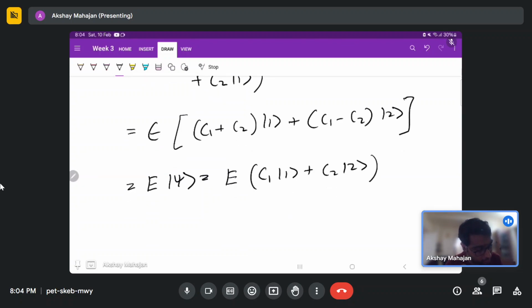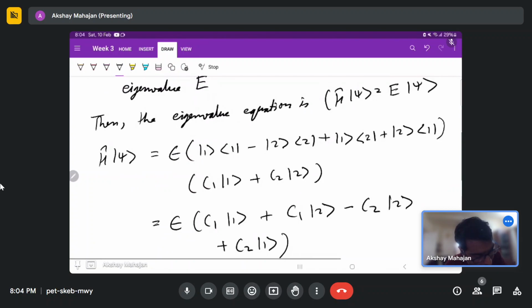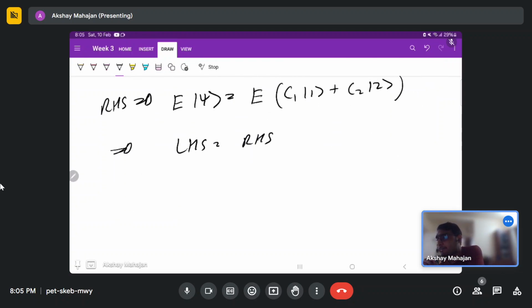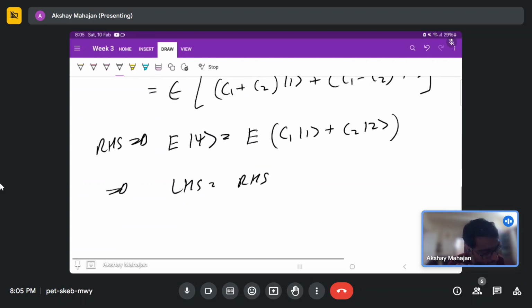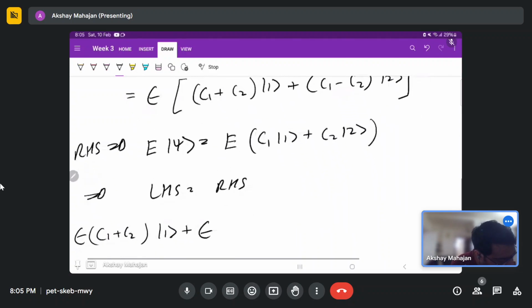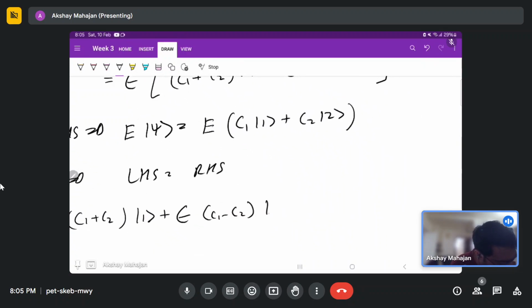So let me just write it like this. This is basically our LHS, and this is your RHS. Now do LHS equals RHS. If we do that, what we get is epsilon times C1 plus C2 times ket of 1 plus epsilon times C1 minus C2 times ket of 2, equals E times C1 times ket of 1 plus E times C2 times ket of 2.